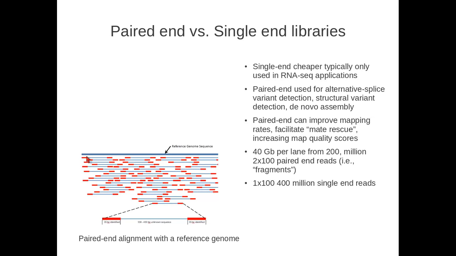Mate rescue means that if this one maps really well and this one doesn't map so well, then because this one maps so well and this one sort of mapped, the aligner will say that both of these mapped. And so that's mate rescue. So this is one read and this is its mate read. And in the end, it also leads to increased mapping quality scores. So the quality scores are aware of whether or not the mates mapped. We'll talk about what map quality scores mean later.